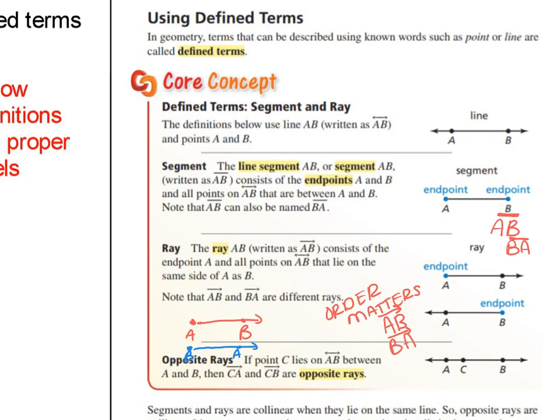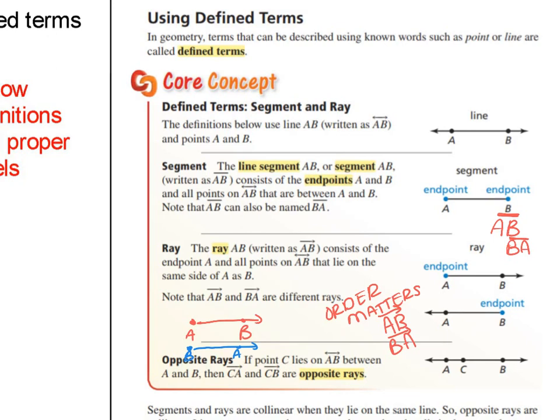So, let's look at this. It says the ray AB consists of the endpoint A and all points on line AB that lie on the same side of A as B. So just that one side of your line. That's what that means. Note that AB and BA are different rays when we label them as such with that single arrowhead. Now, why is it important that we are very consistent and meticulous with this labeling?